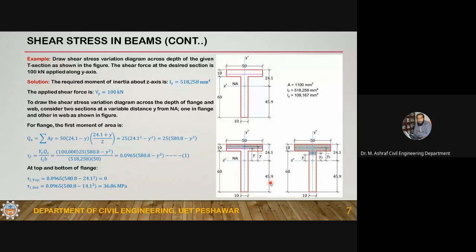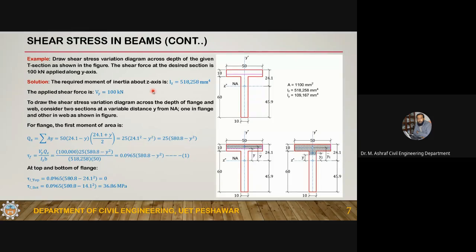Now next is an example on the shear stress. Draw the shear stress variation diagram across the depth of the given T section as shown in the figure. The shear force at the desired section is 100 kilonewton applied along the y-axis. So you have the cross section as a T section, and at a certain location the shear force is 100 kilonewton. He is saying to draw the shear stress variation diagram.